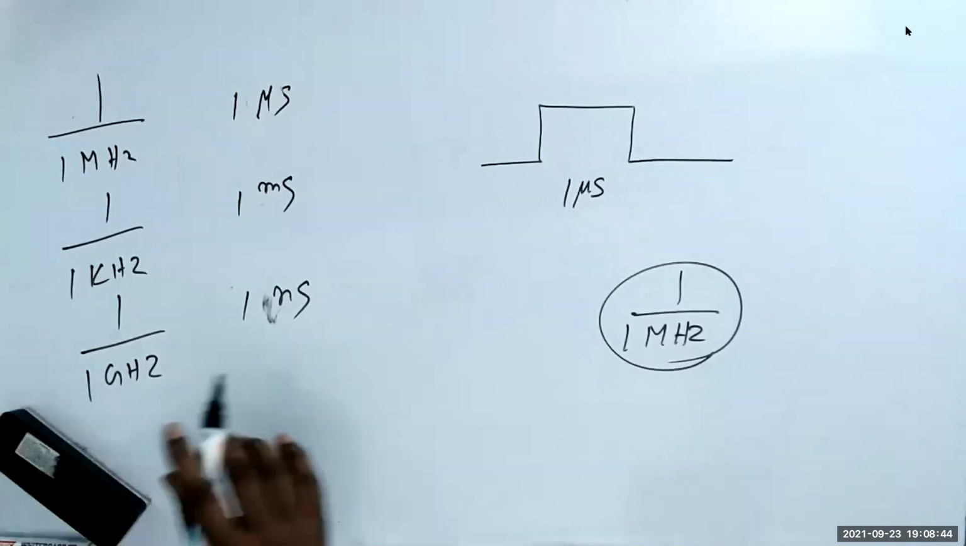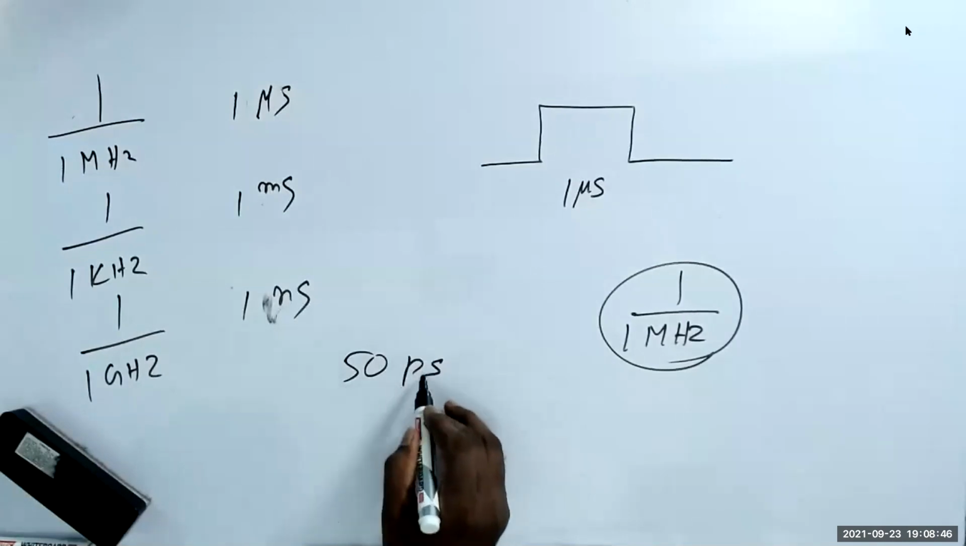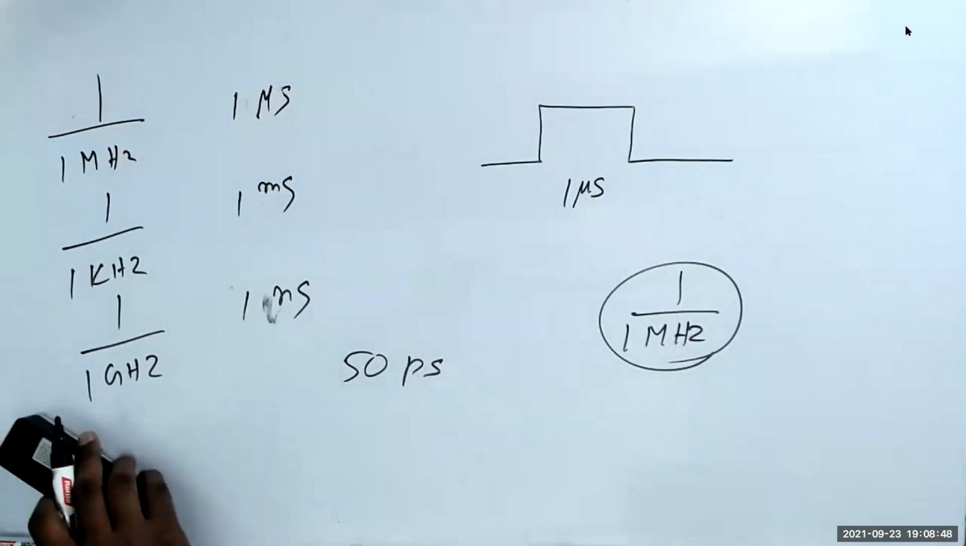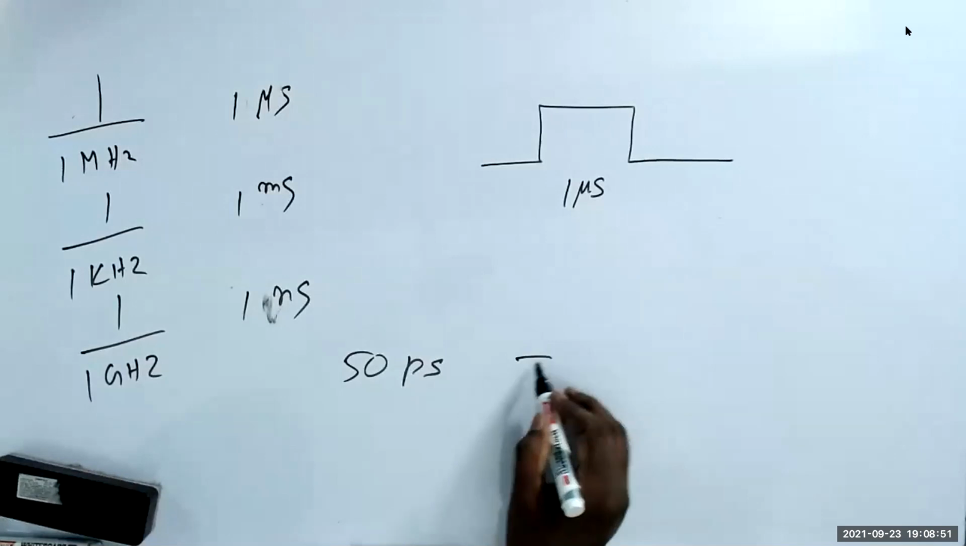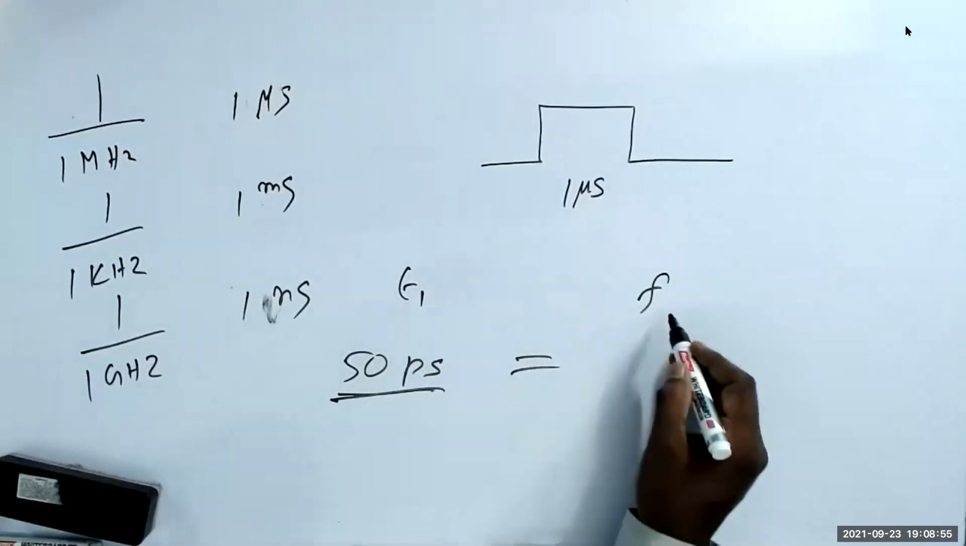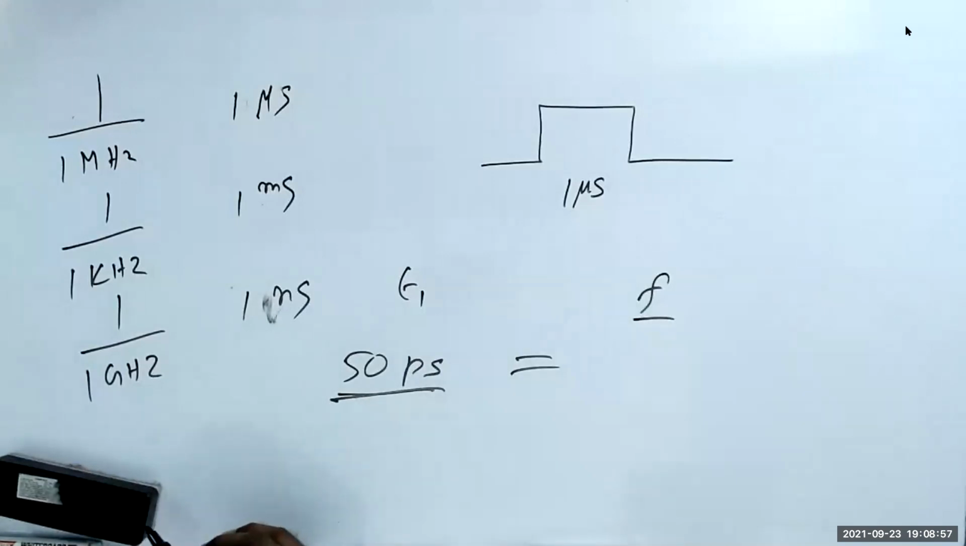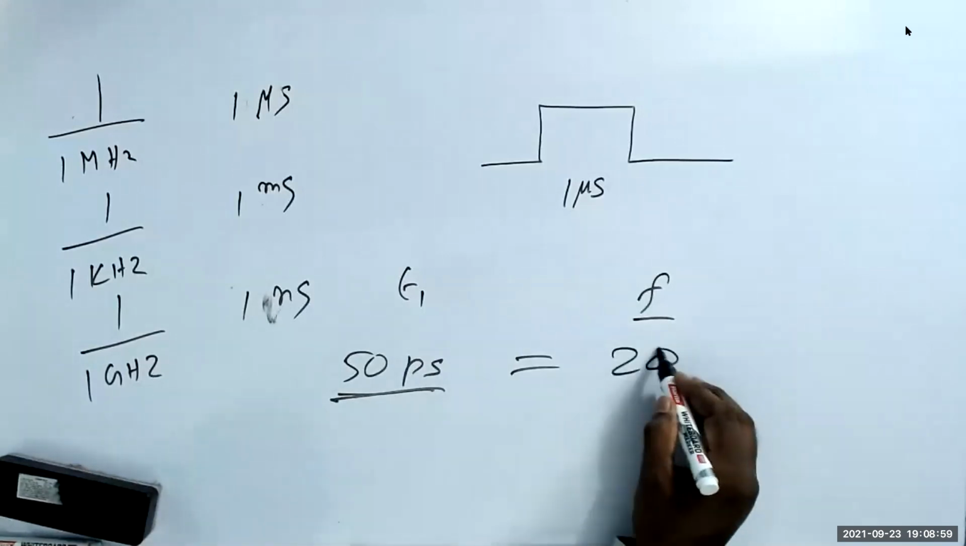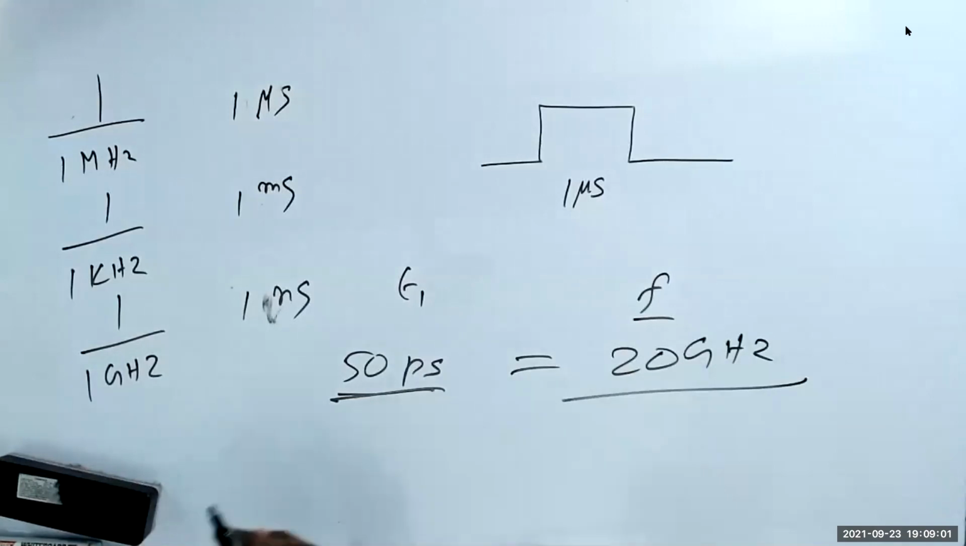If I tell you 50 picoseconds, how fast can you write the frequency? What is the frequency? It's 1 by T. T is 50 picoseconds. What is F? That's a trick. If you could write 20 gigahertz, then you are great. The timing is very important.